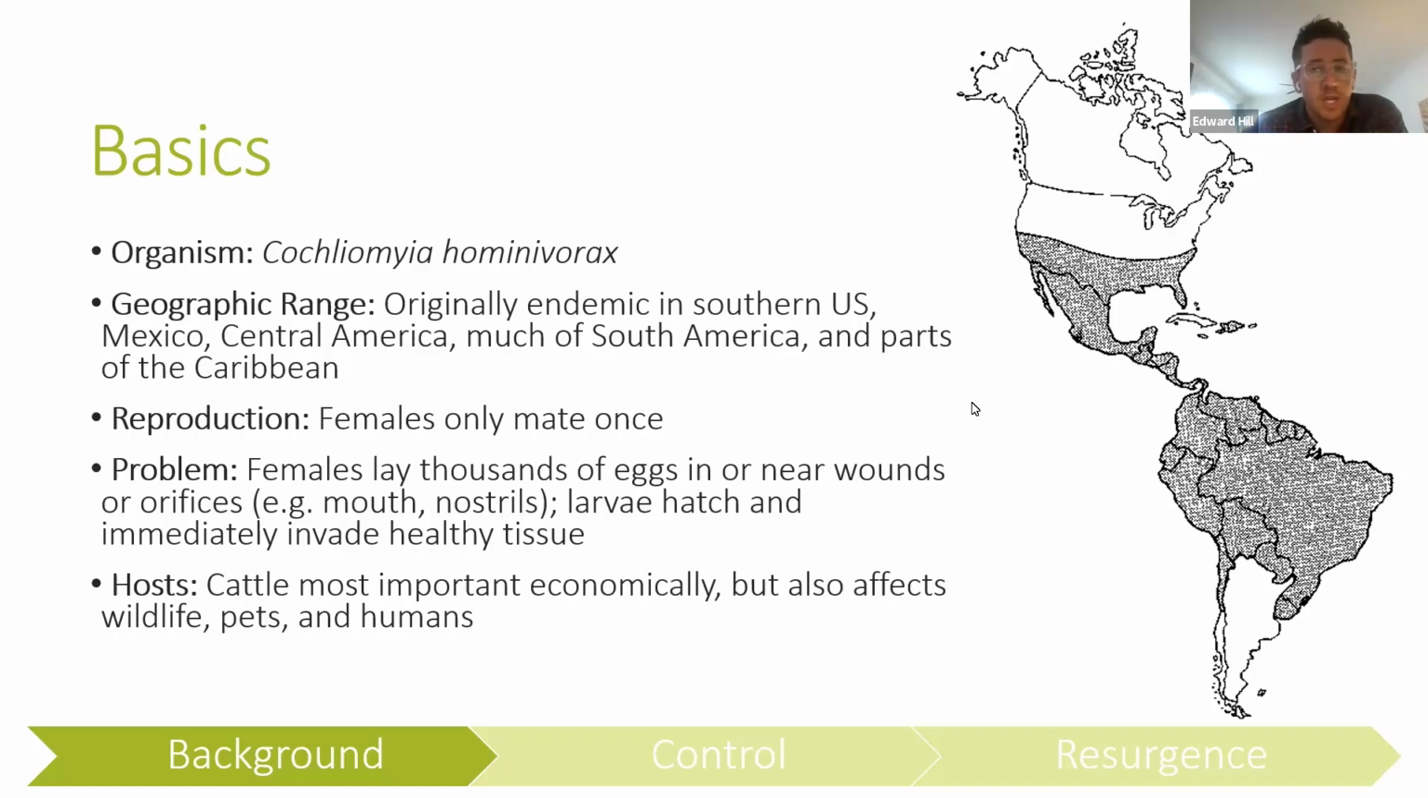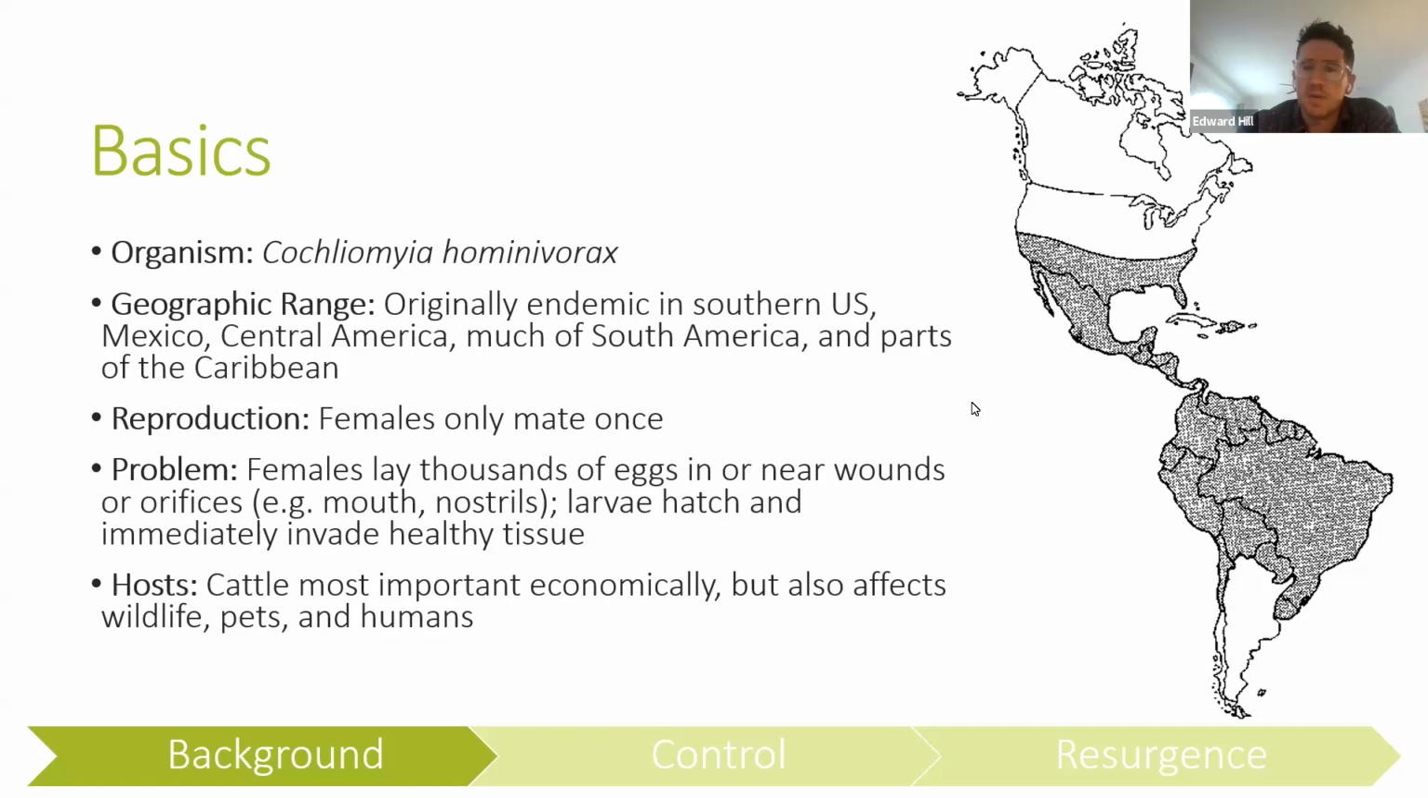Of note, the females only mate once, but the males mate multiple times, and that'll become pertinent when we talk about control strategies. The problem really is that these females lay thousands of eggs in or near wounds of animals, humans, pets, and also sometimes in orifices as well, like healthy mucosa, thinking mouth and nostrils. Then these larvae hatch and immediately invade healthy tissue.